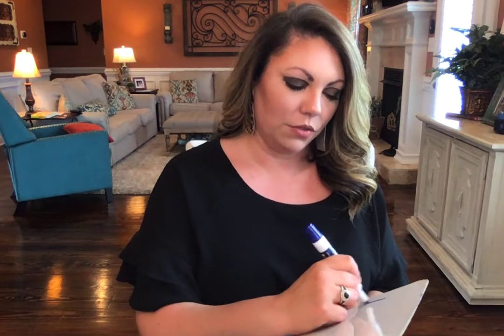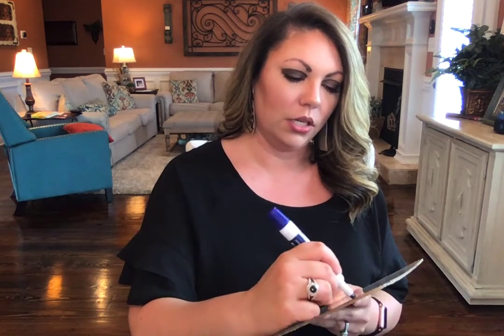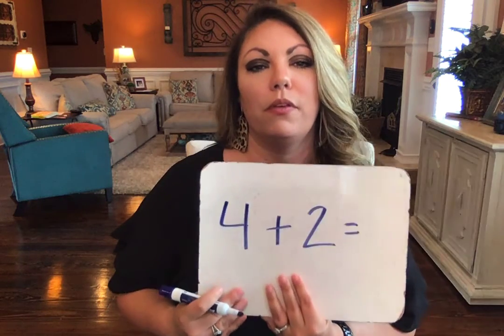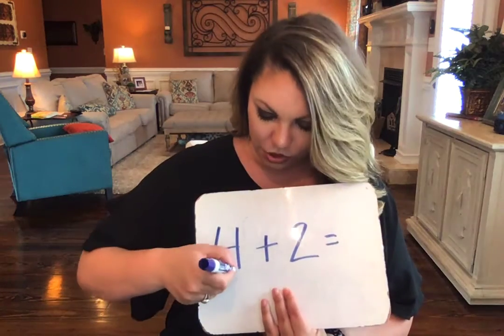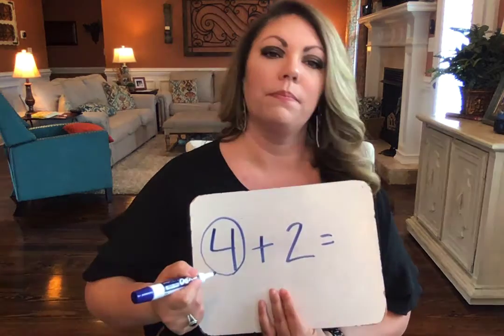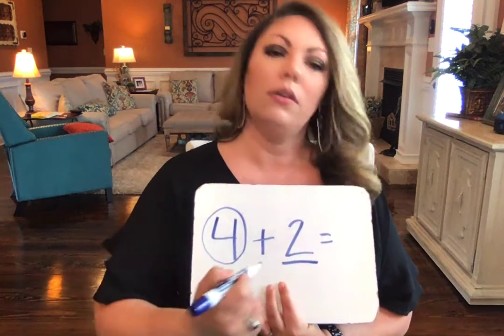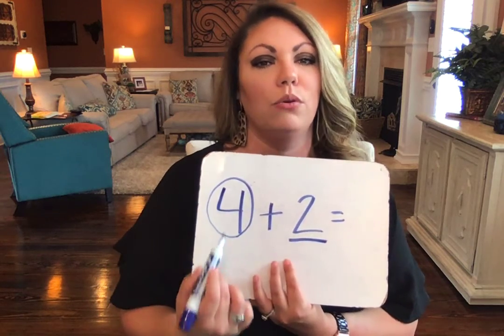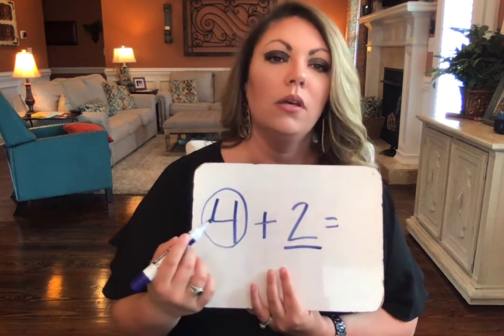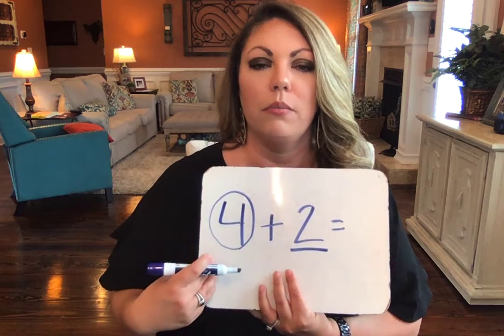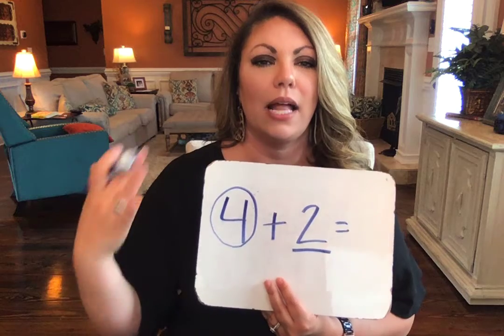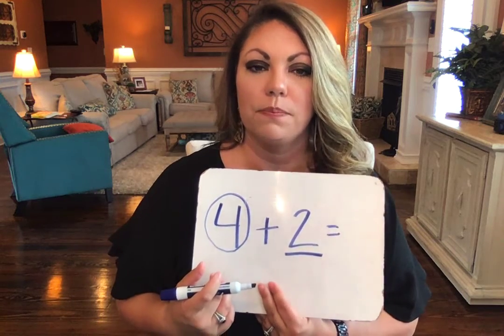Let's do 4 plus 2 equals, okay? So remember, the first thing that I do is I'm going to circle my greater number, and I'm going to underline my smaller number. This also lets you know if they know greater than or less than. So you want them to circle that greater number so that whenever we start subtraction, they're already getting in their head that I gotta look for the greater number first, okay?